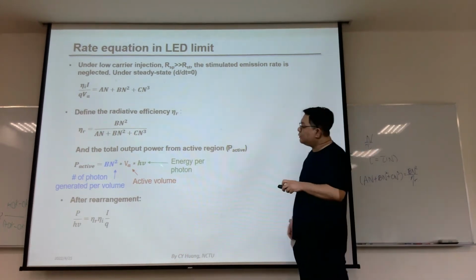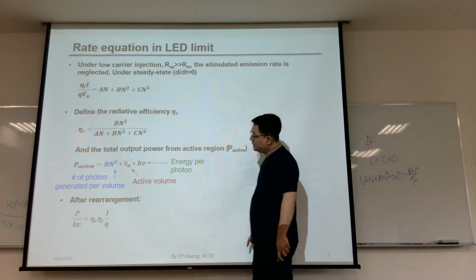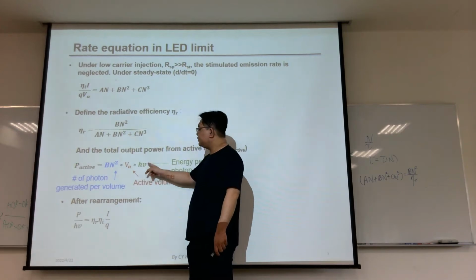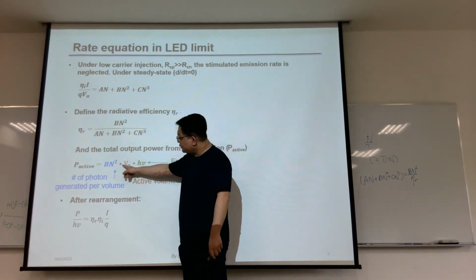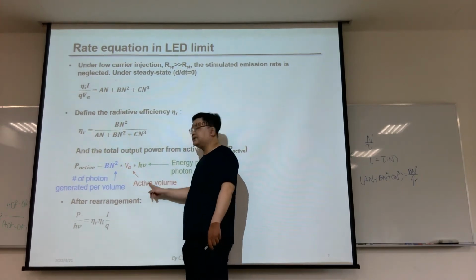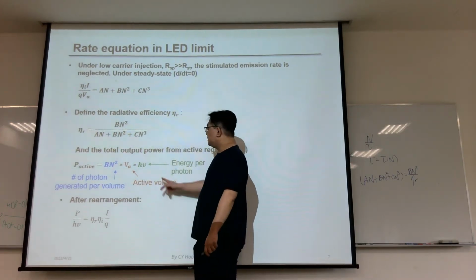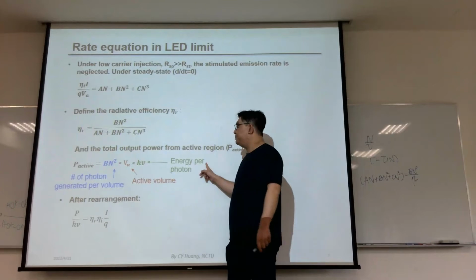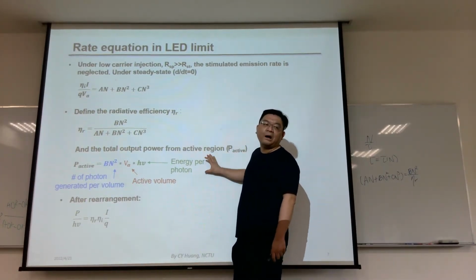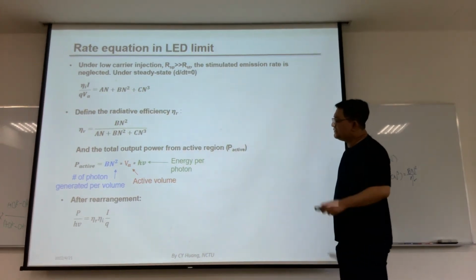Then the total output power from the active region could be something like this: BN squared times VA times h mu. Because BN squared is the total number of photons generated per volume, times its volume, this is the total number of photons generated. Then the number times the energy per photon gives the light power generated from your active volume. Okay, so after some rearrangement, we have this.